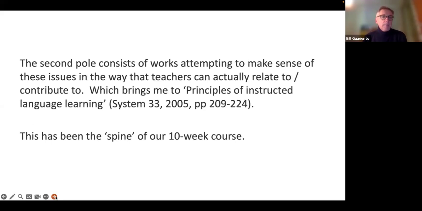The second pole of his work consists of works attempting to make sense of these issues in the way that teachers can actually relate to and contribute to. And that brings me to the article Principles of Instructed Language Learning in System in 2005, which, as I've said, has been the spine of our 10-week course, both for my Northumbria students. And thank you, it's good to see some of the students arriving now. Welcome, Nathan. And also for the spine of our course with the Islamic University of Gaza students who are here in numbers, and lovely to see you.